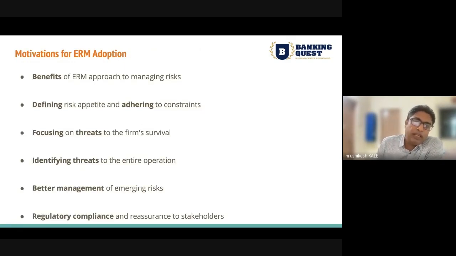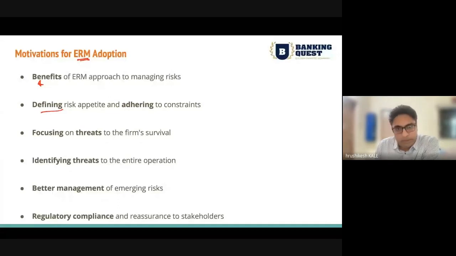Motivations: why enterprise risk management? First of all, benefits. Then you can define the risk, which risk you are okay to handle, which risk you want to hedge, and all that. Focusing on threats to firm survival, identifying the threats, better management, and regulatory compliance. There's nothing to teach you here.